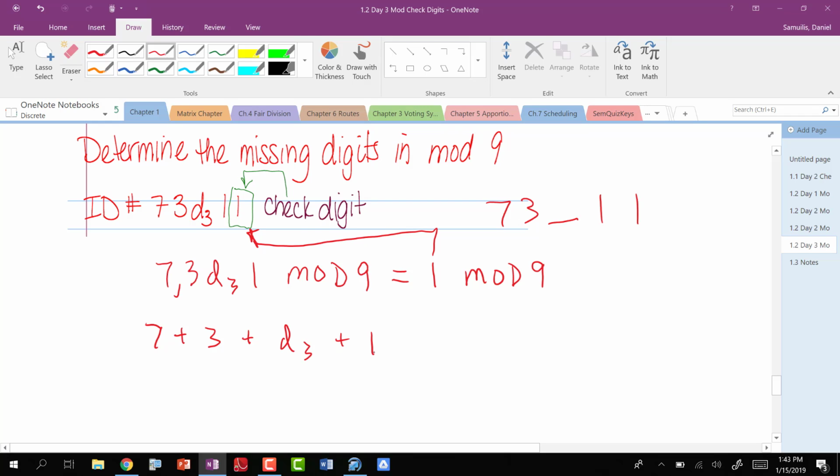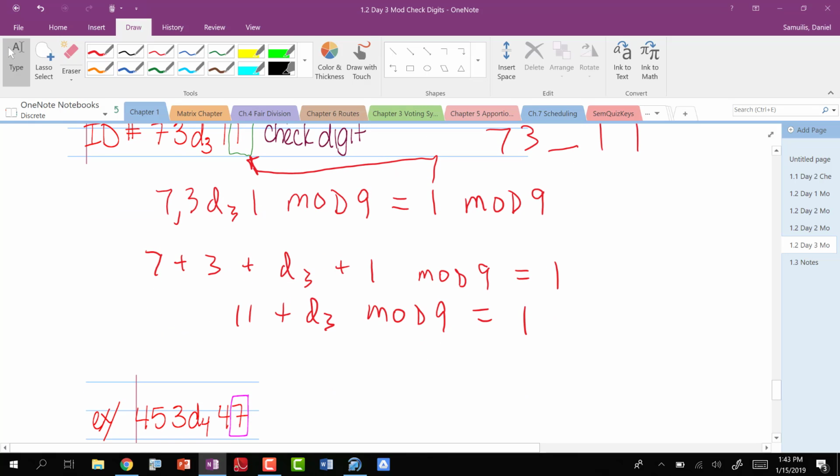I am going to mod 9 this sum. And by the way, this is supposed to equal, let's just put 1, not 1 mod 9. We know what we have to have left over. 7 plus 3 is 10, 11. And now you just got to think, what does D3 have to be so that when I mod 9 this, I have a number that has a remainder of 1? Why 8? What's 8 plus 11, everybody? 19. And 9 goes into 19 how many times? 18 with a remainder of 1. So D3 has to equal 8.